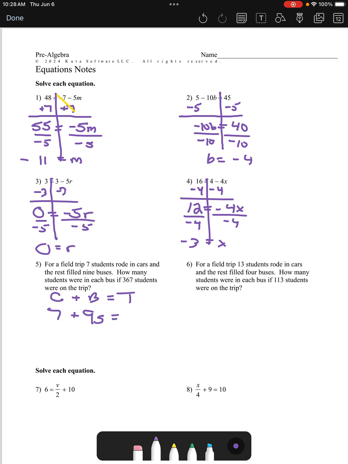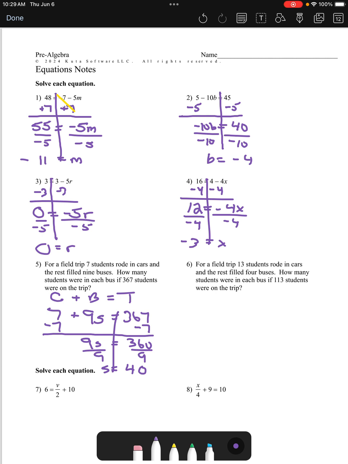So I'm going to switch my B to an S just to represent the idea of students. And T is the total number of people on the trip. That's 367. Two-step equation. Subtract 7 from both sides so that we get 9s equals 360. Then we can divide both sides by 9 so that s is equal to, again, the old trick: take that 0 off of 360, stick it in your pocket. 36 divided by 9 is 4. Then take that 0 back out of your pocket and put it on with the 4. There were 40 students on each bus.